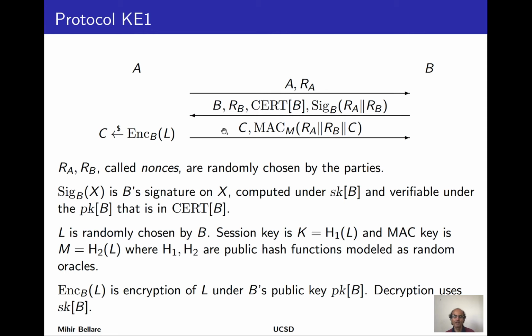Once Alice is satisfied, what she does is herself picks at random a quantity to serve as the session key. So here there's a typo. This key is not chosen by B, it's chosen by A. Let's pause to make that clear a little here.